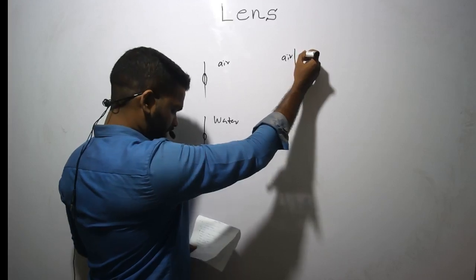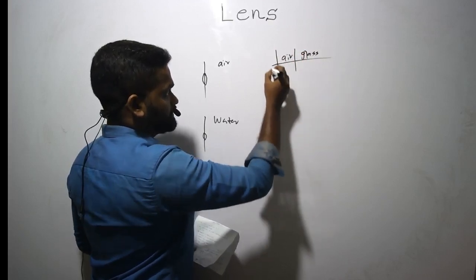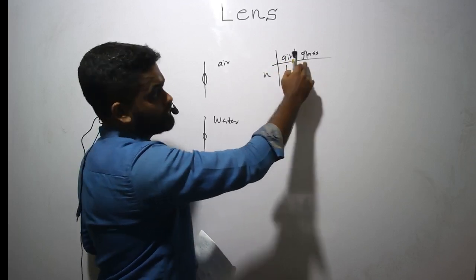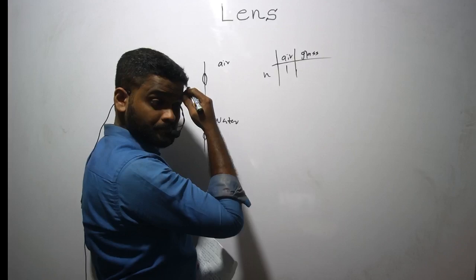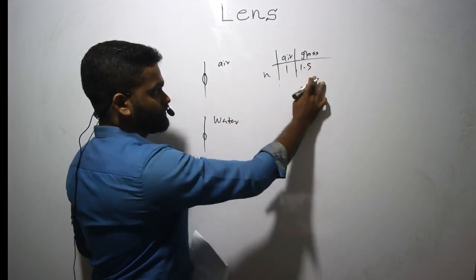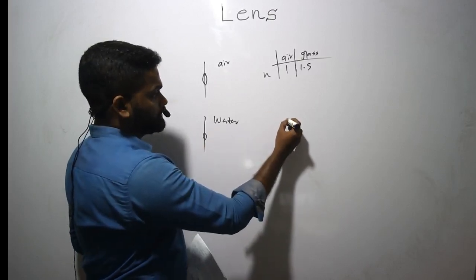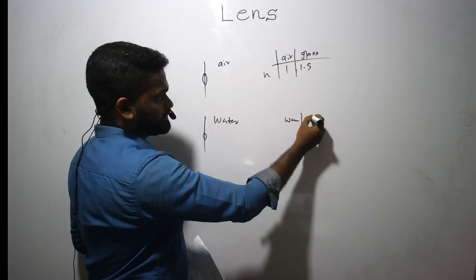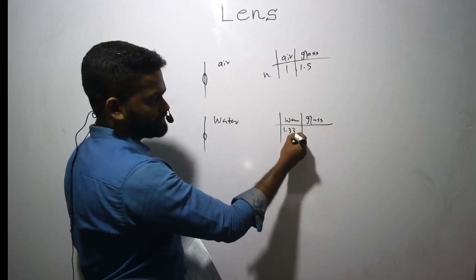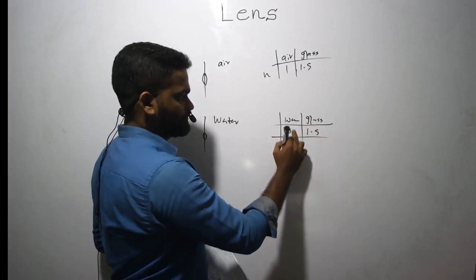So for air and glass, what are the refracting indexes? For air, the refracting index is 1. For glass, how much? 3/2, right? That is 1.5. Here it is water, then glass. For water, the refractive index is 1.3 something. For glass, it is 1.5.